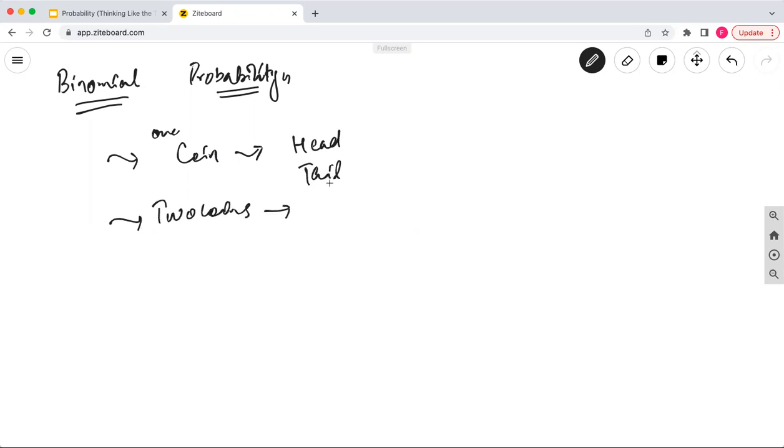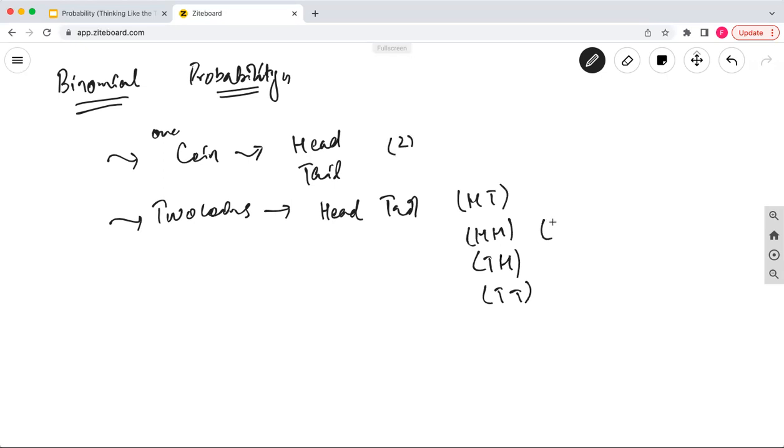Now if I throw two coins at a time, how many possibilities are there now? There could be head, there could be tail at the same time. Let's call these head tail, head head, tail head, and tail tail. At first there are two possibilities. Now there are two for the first coin and two for the second coin, so four possibilities.